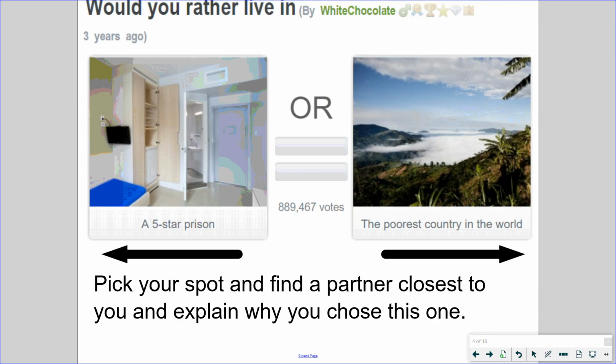Would you rather live in a 5-star prison or the poorest country in the world? Personally, I'd rather live in the poorest country in the world if I have the education and I'm making some money. So you can be like the leader, the ruler.